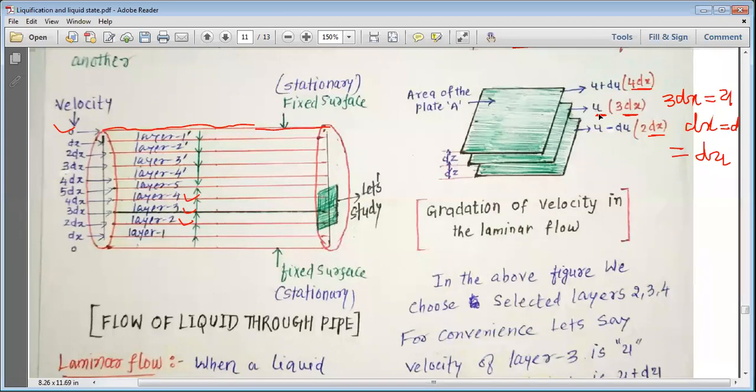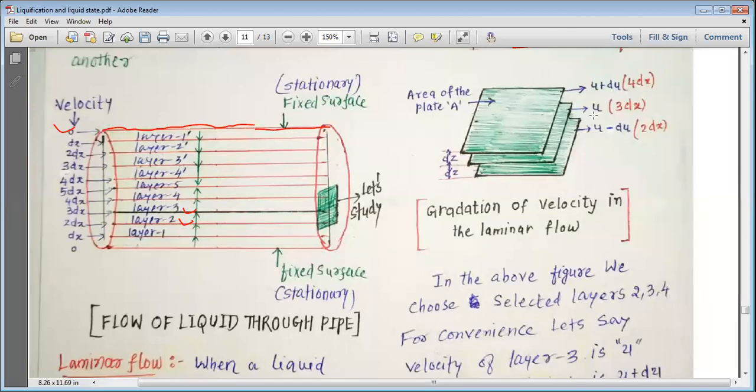Now suppose you write u minus dx. That is, you write 3 dx minus dx, which gives you 2 dx, but dx is equal to du. So for 2 dx, we can write u minus du. So I have written u minus du for 2 dx and u plus du for 4 dx. So this is how, my dear students, we understand this figure, that we have layer number 2, 3 and 4.